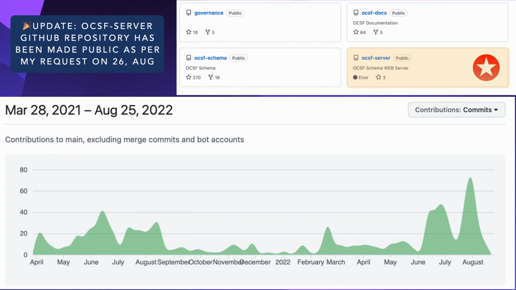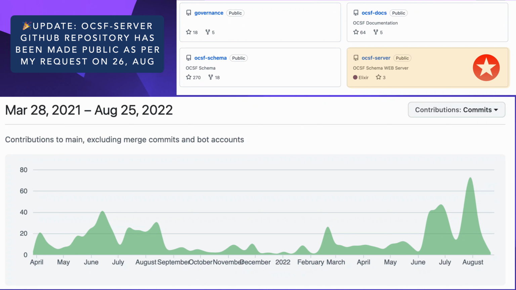And I also discovered that the contributions to the schema repo have been increasing since July this year, which looks like a healthy sign, or it could be because they had to launch it on the 10th of August. We'll know. I think we'll know very soon how frequent these changes are.